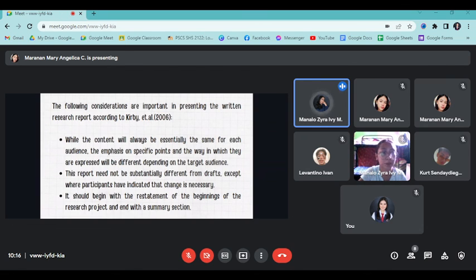Second, the report need not be substantially different from drafts, except where participants have indicated the change is necessary. Third, it should begin with the restatement of the beginnings of the research project and end with a summary. So since nakabuo na tayo ng conclusion, yung beginnings of research project natin dapat nabago na natin based on the conclusion that we form.